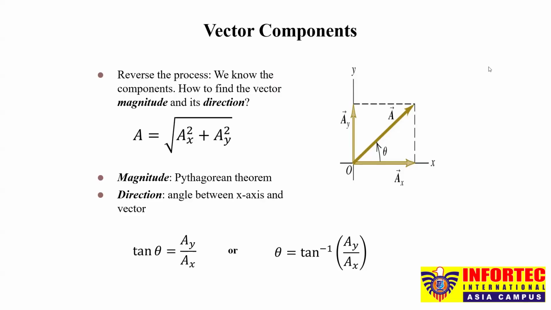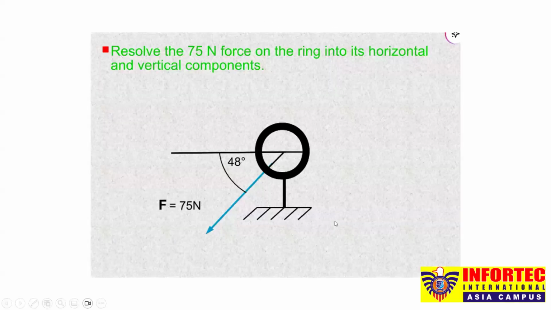Right. We will see this example, how we do this using the vector components. There is a force of 75 Newton on the ring. This is the rope, this is the ring. Resolve the 75 Newton force on the ring into horizontal and vertical components.